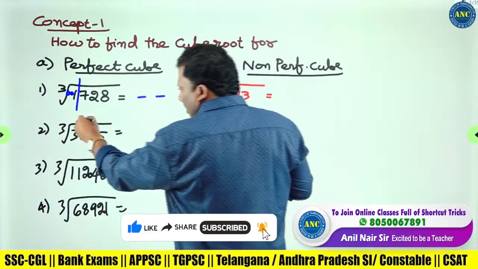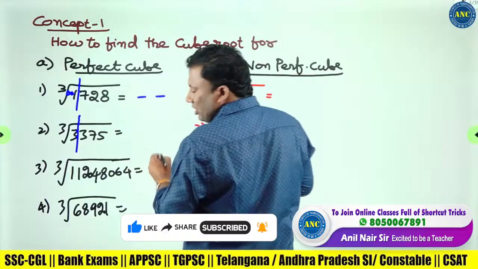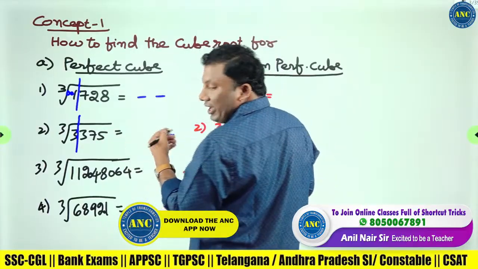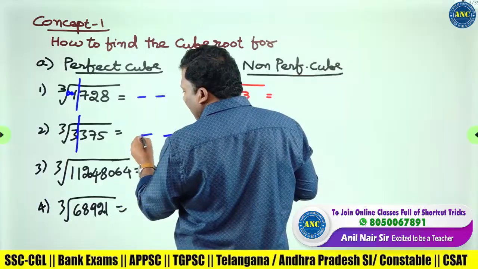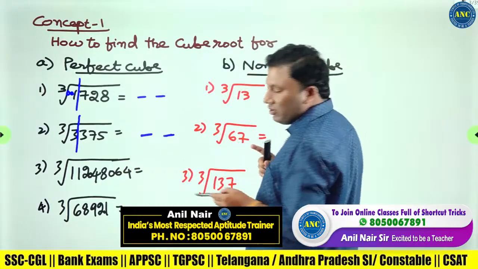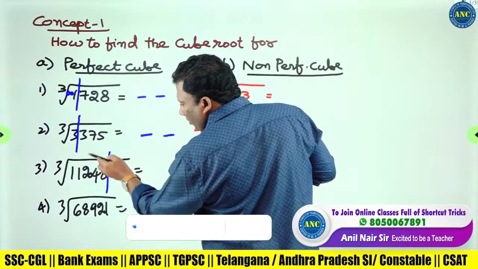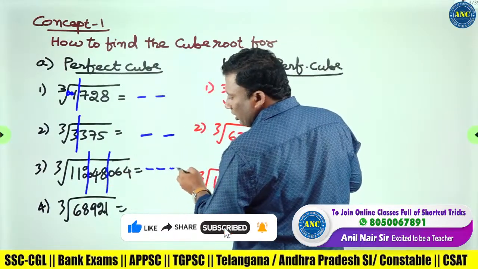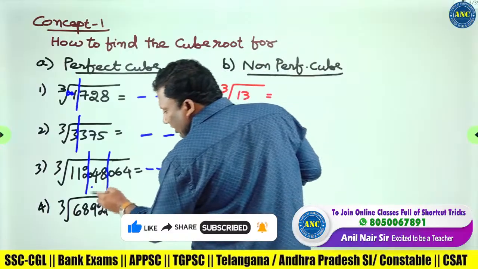Here, keep a slash after 3 digits. 375 is one group of 3 digits. 3 can be written as 003. The answer contains 2 digits. For a bigger number, this concept will be useful. How many groups of 3 digits are there? 1, 2, 3. The answer contains that many digits.